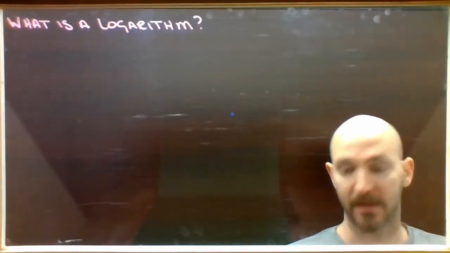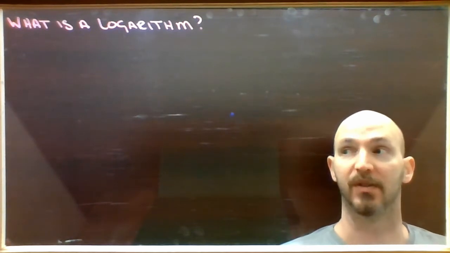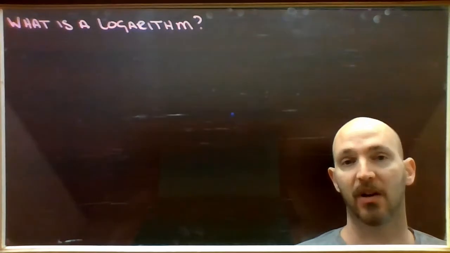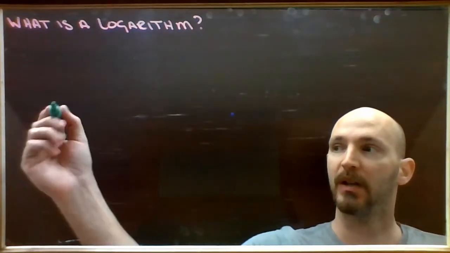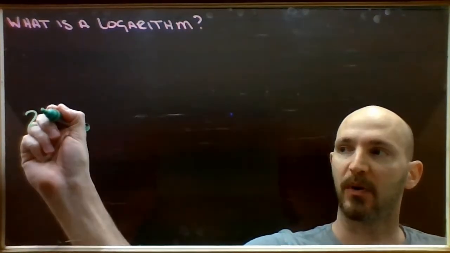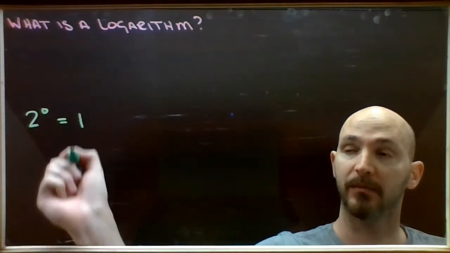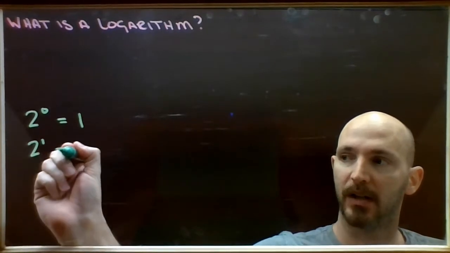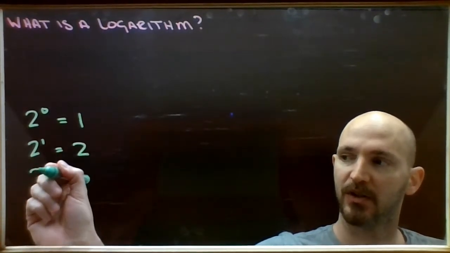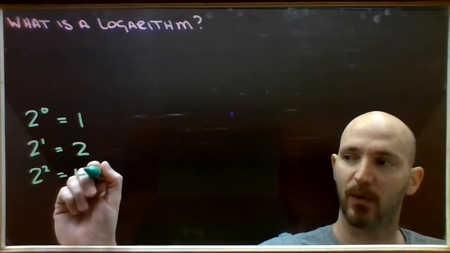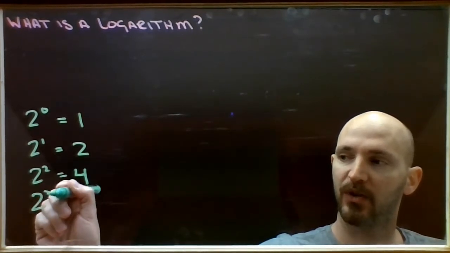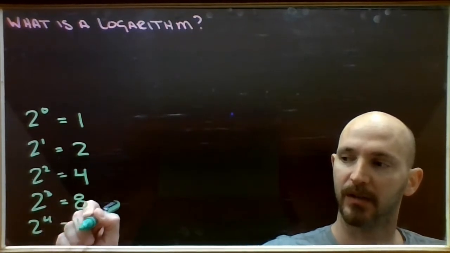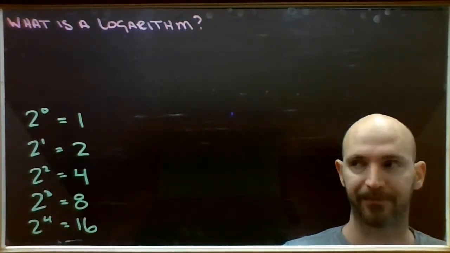So to try and connect the logarithms and the exponentials numerically, to try and give you an idea of what this function means, I'm just going to start with a list of powers of 2. So 2 to the exponent 0 is 1. Anything to the exponent 0 is 1. 2 to the power 1 is 2. 2 squared is 4. 2 cubed is 8. 2 to the 4 is 16, etc.